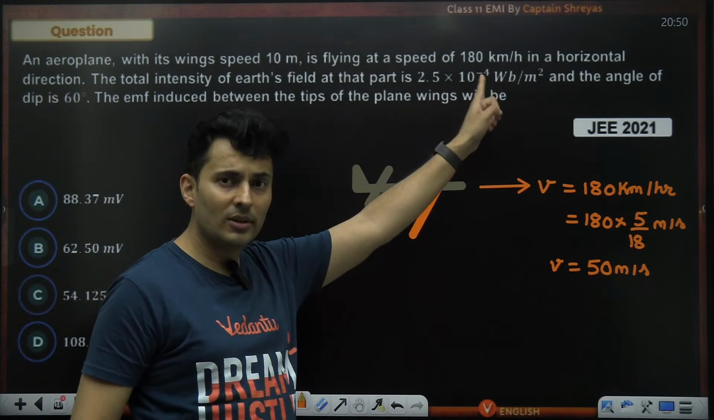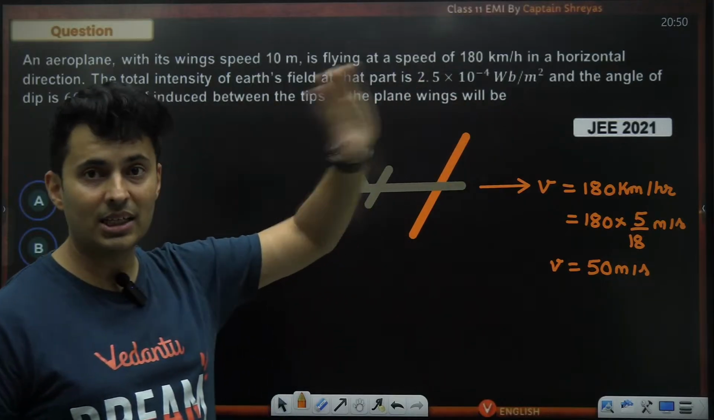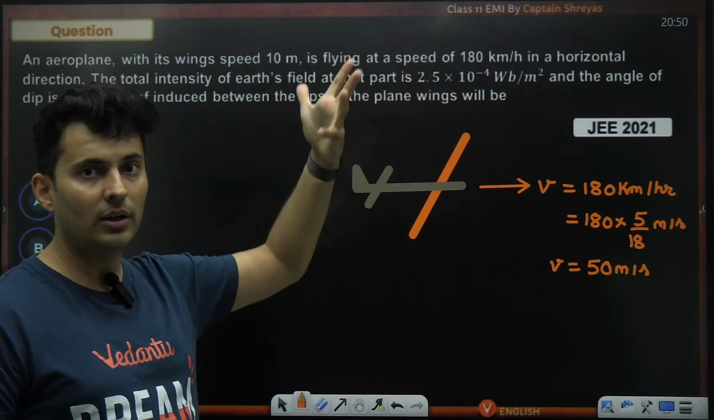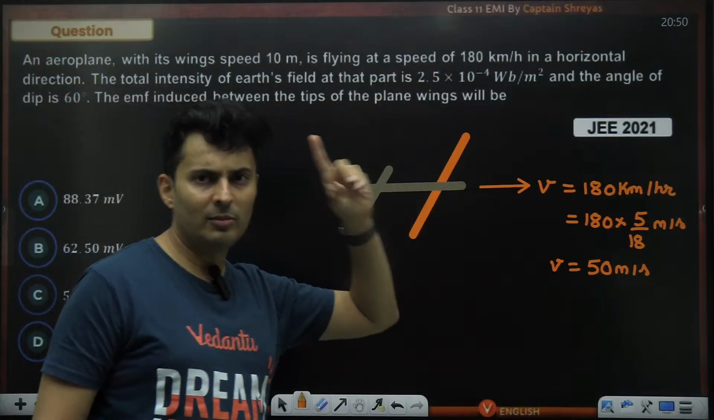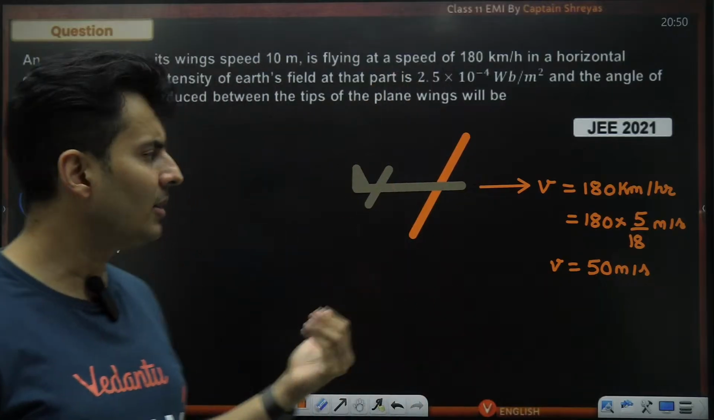Don't worry about this. This is also Tesla. Weber per meter square is nothing but Tesla. So don't get scared, sir. What kind of conversion do we need to do? 1 Weber per meter square is 1 Tesla, which is an SI unit again.